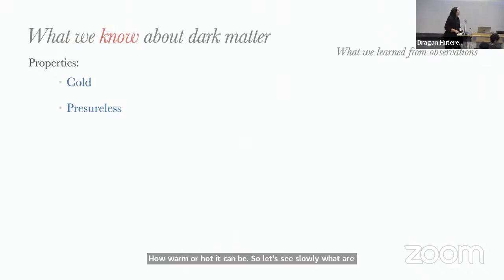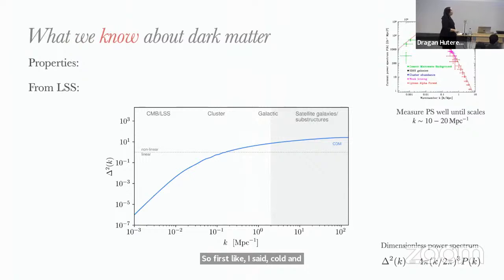So first, like I said, cold and pressureless. How do we get this? So again, I showed you the matter power spectrum and said the matter power spectrum is quite well described until something like 10 to 20 megaparsec inverse. So I can describe this well until, I'll say not small scales, but intermediate scales.